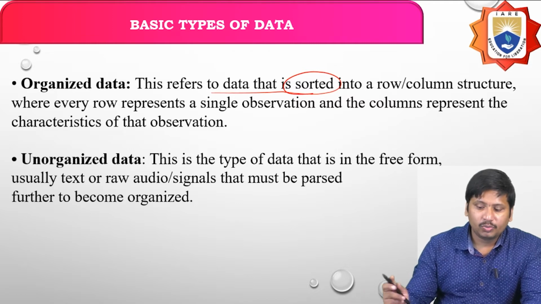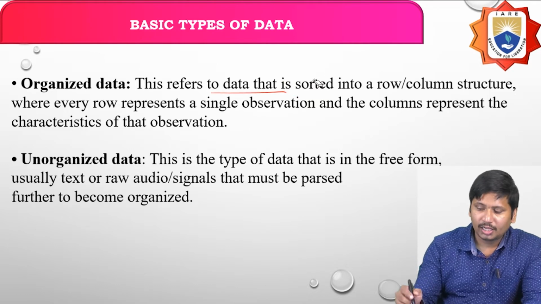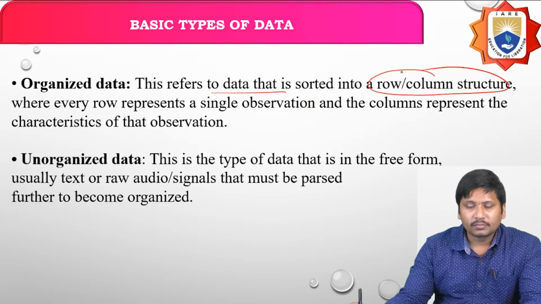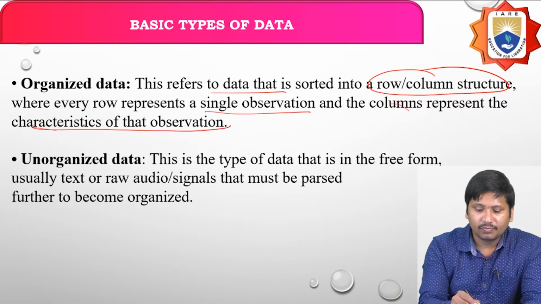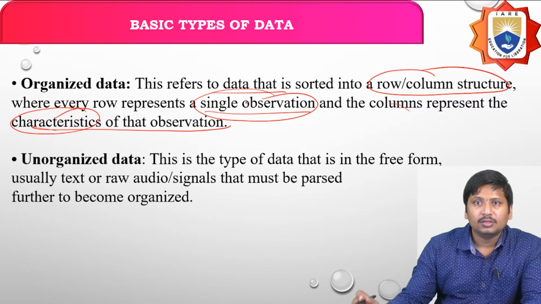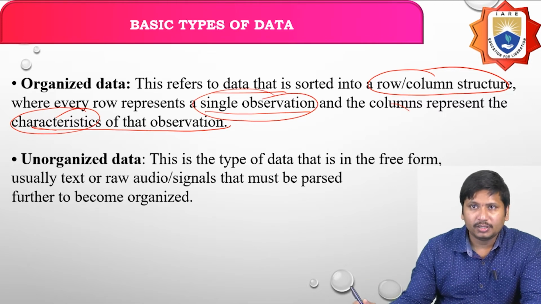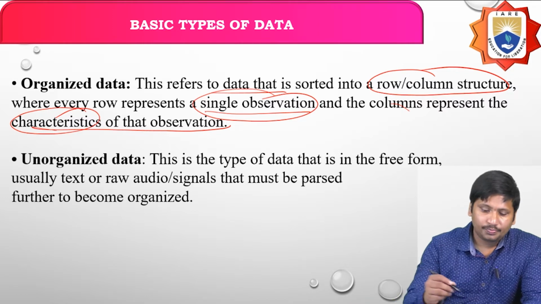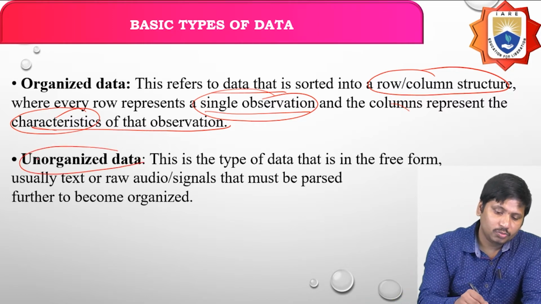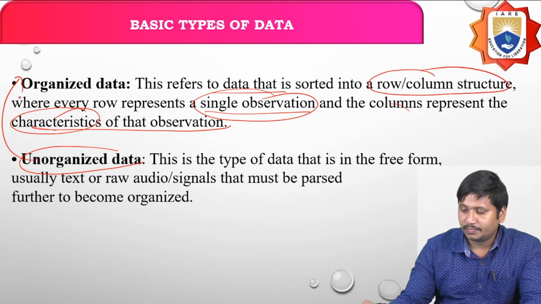So organized data means the data is sorted in the form of a rows and columns structure, where every row represents a single observation, and the columns represent the characteristics of that observation. When it comes to unorganized data, the data is represented in free form, usually text or audio signal that may be processed further to become organized. So the data I'm getting should be translated into an organized way.